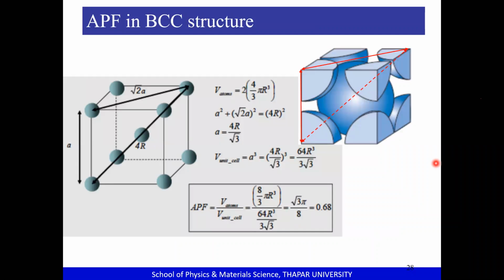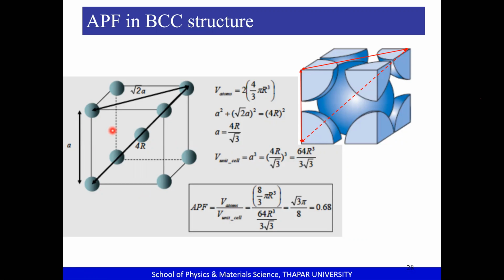Now, we want to derive the APF for a BCC unit cell. Remember, whenever you want to derive APF for any unit cell type, the first thing that you should do is identify the correlation between the radius of the atom and the corresponding lattice parameter. Now first focus on the left hand side image. We have one BCC unit cell.